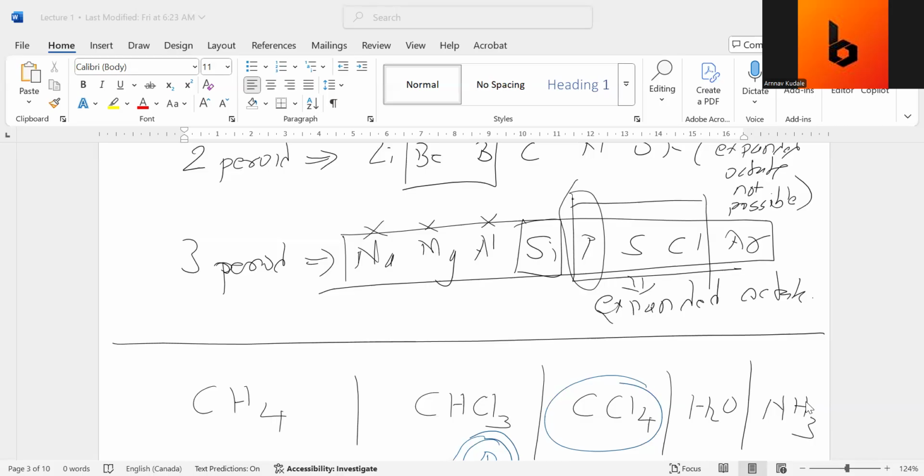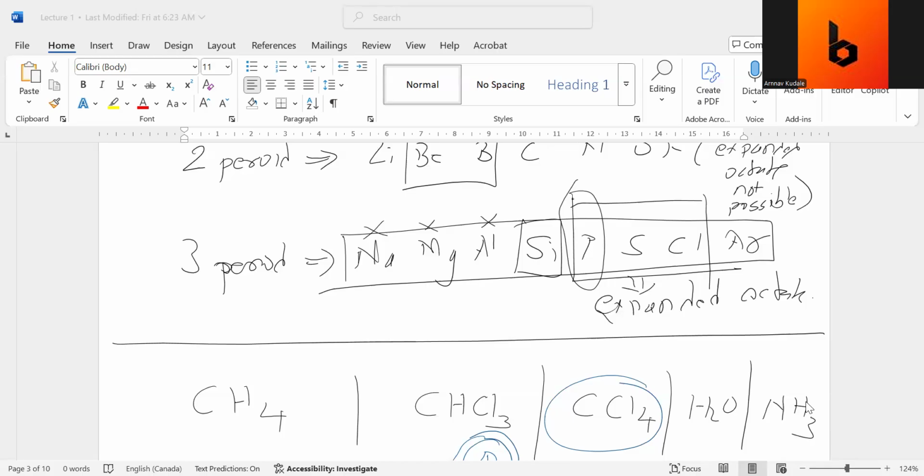Sir, how would CH4 be if there are only two bonds? Oh, wait, sorry, I did something wrong. Sorry, I was on mute. For carbon, it is 8, and for hydrogen, it is 2, because to complete the octet, you need a duplet for hydrogen.